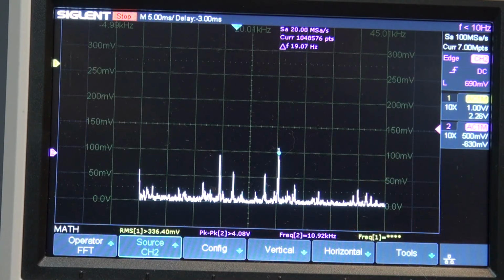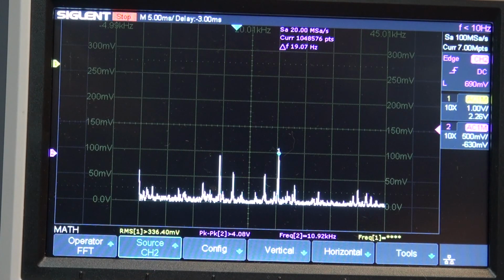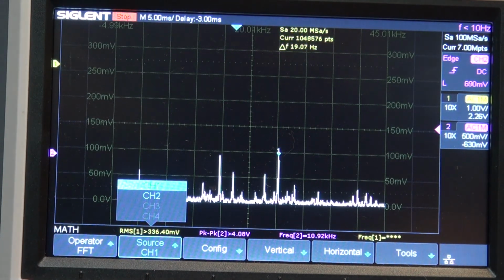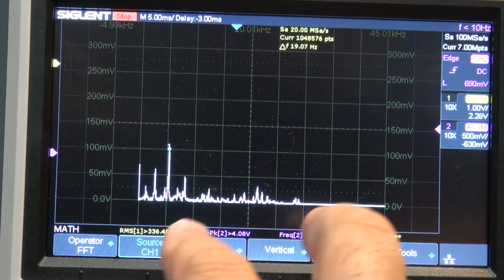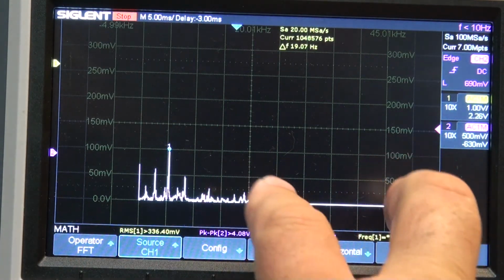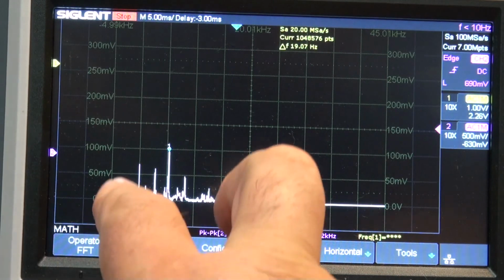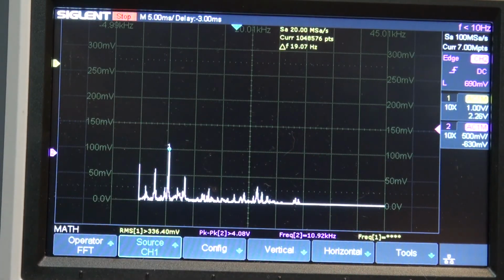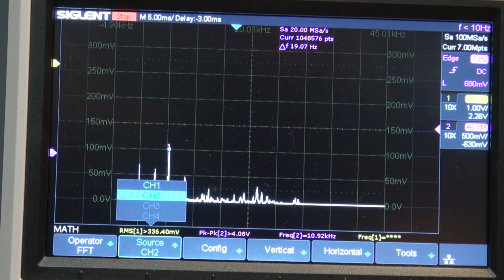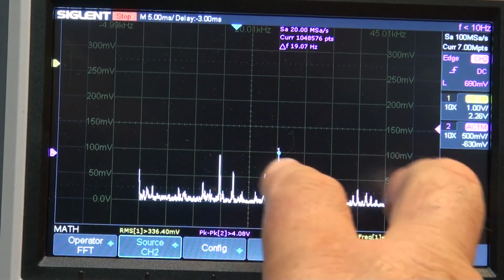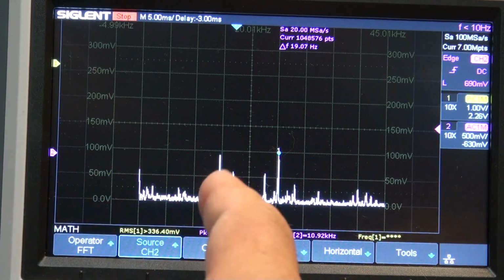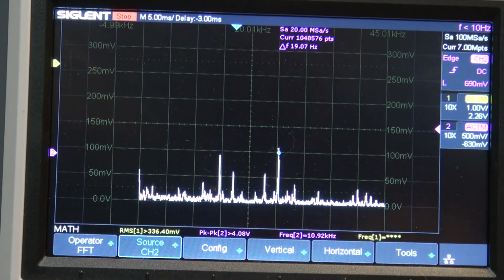So let's see when we switch from channel 1 to channel 2 what the effect is. Okay, so that sort of gives you an idea how the upper spectrum is a shift of the original spectrum. So upper sideband, lower sideband, but mirror reversed.